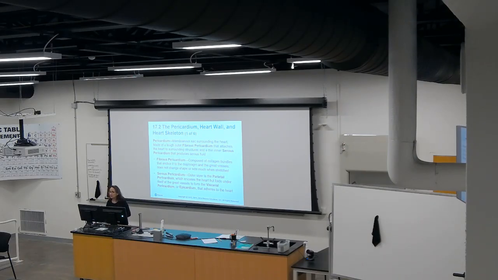Now our heart is surrounded by membranes called pericardial membranes, or the pericardium. And this pericardium is subdivided into different types. The outermost membrane is called the fibrous pericardium because it's made out of collagen fibers. And some of these fibers at the apex are the ones that anchor the heart to the diaphragm so that the heart won't be floating around.